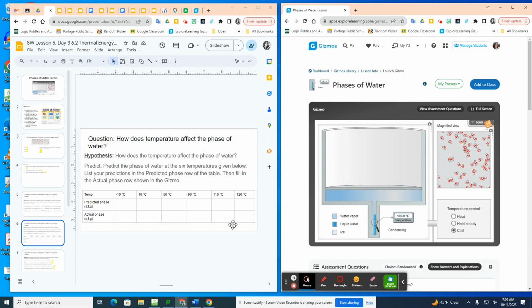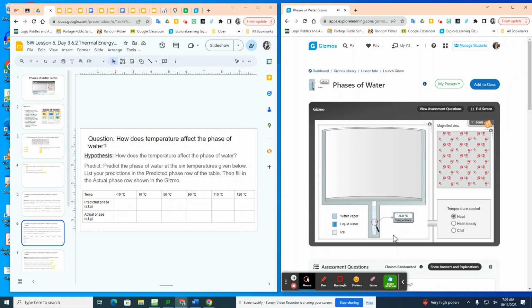Be filling out these right here because we did kind of see, well, we're at 100, so maybe not, but you could do 90. We're coming up to 90. All right, so at 90, what is it? At 50, what is it? Now we're coming up to 10. What's the phase? And now we're going to chill it to negative 10. All right, and what is the actual phase at negative 10?